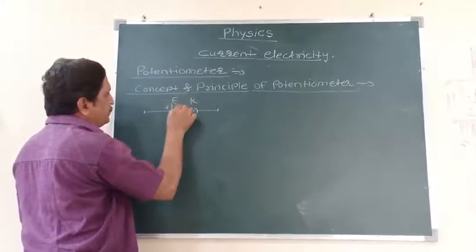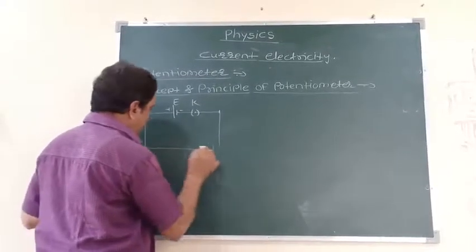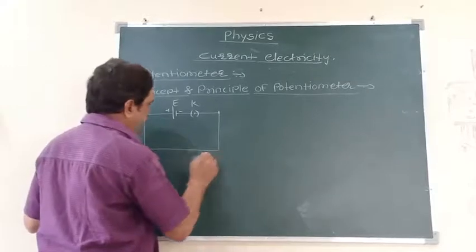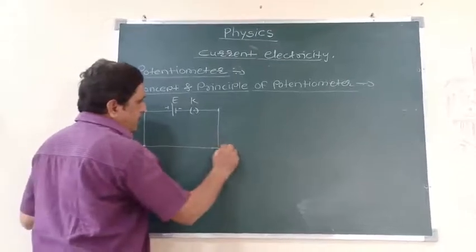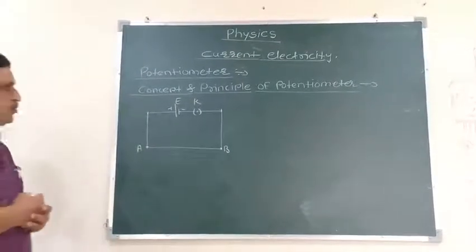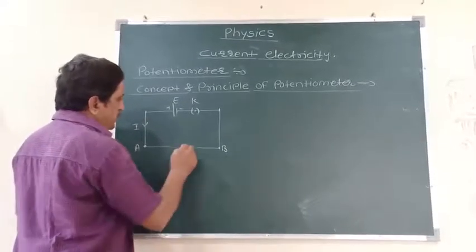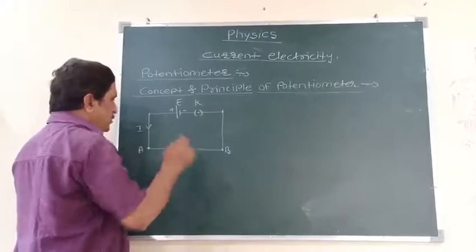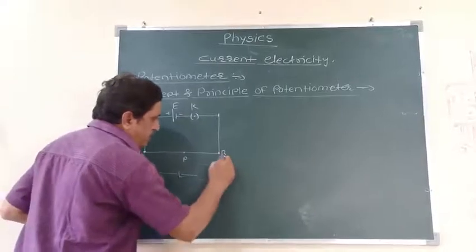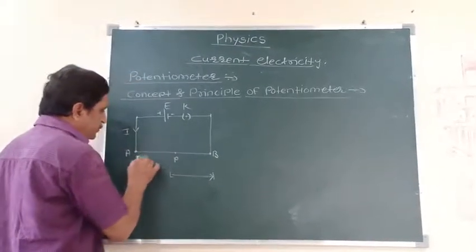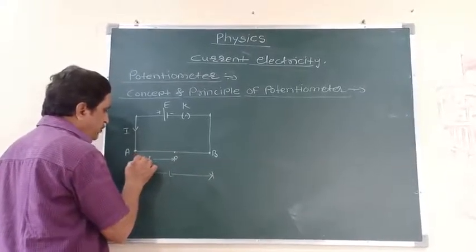Here is the cell E, point A. This one is the length of potentiometer wire, or in another way we can say that AB is a uniform wire of potentiometer. I is the constant current which is flowing through this wire. Now let us consider one point P along the length of this wire. Let capital L be the total length of the potentiometer wire, and small l is the length of wire between point A and P of this potentiometer.